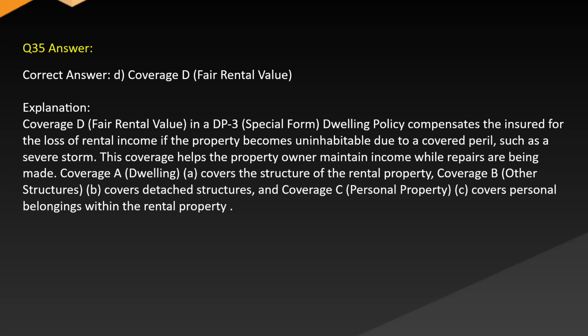Fair rental value. Explanation: Coverage D, Fair rental value, in a DP-3 Special Form Dwelling Policy compensates the insured for the loss of rental income if the property becomes uninhabitable due to a covered peril, such as a severe storm. This coverage helps the property owner maintain income while repairs are being made. Coverage A, Dwelling, covers the structure of the rental property. Coverage B, Other structures, covers detached structures. And Coverage C, Personal property, covers personal belongings within the rental property.